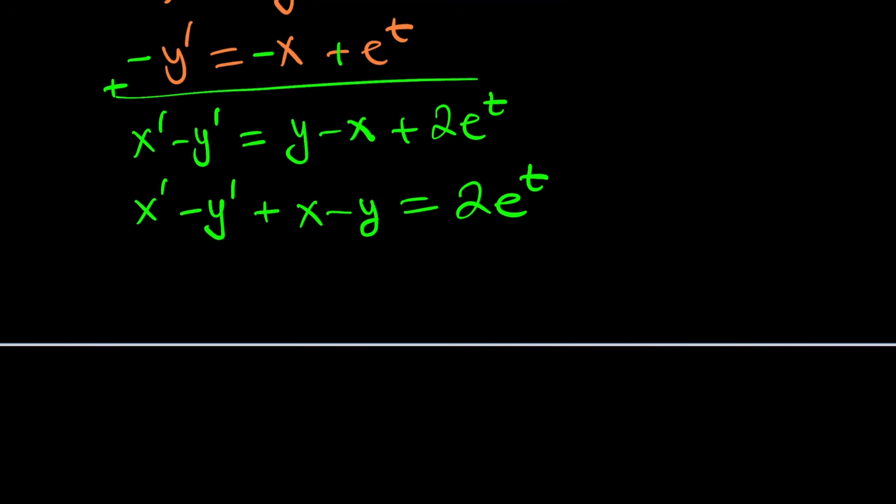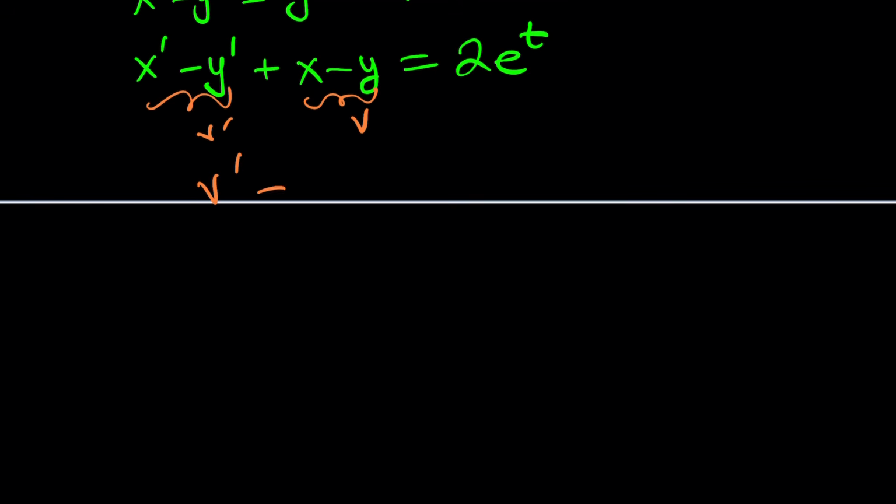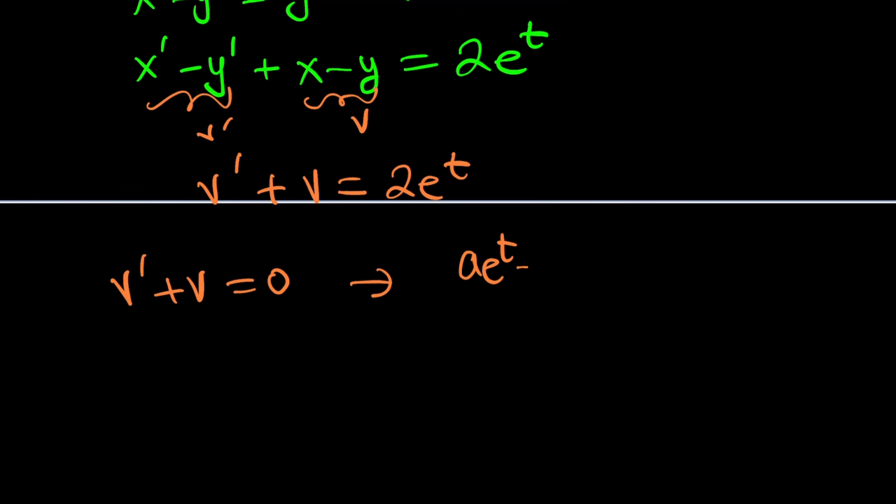Now, what am I going to do? I'm going to set it equal to v, so this is going to be v prime. Awesome. We get v prime plus v equals 2e to the t. Uh-oh. We did not get a homogeneous equation. That's fine. We can still solve it because the homogeneous case is super easy. You can set this equal to 0 and find the homogeneous solution, and then find a particular solution, which is probably going to be in the form of a e to the t plus b, right?